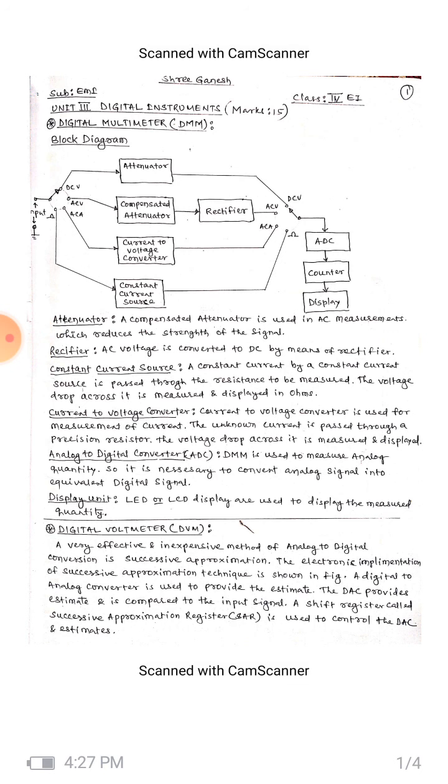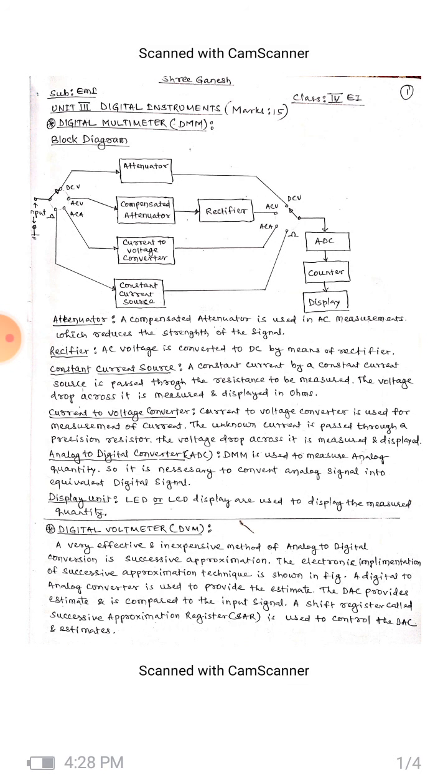As you can see here, the main blocks in the digital multimeter are attenuator, compensated attenuator, current to voltage converter, constant current source, rectifier, analog to digital converter, counter, and display. First we are going to see what we mean by a digital multimeter. A digital multimeter is an instrument which is used to measure two or more electrical values like voltage, current, and resistance. It is also a standard diagnostic tool for technicians in industries.